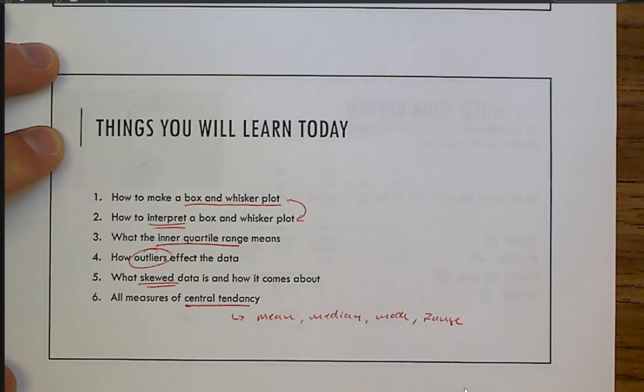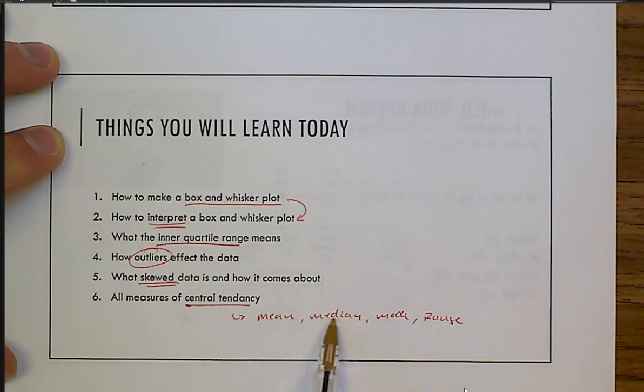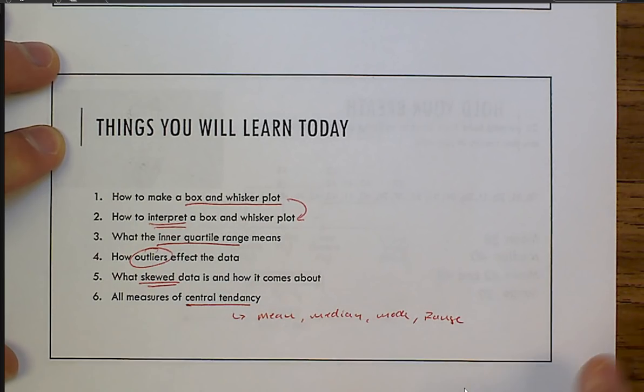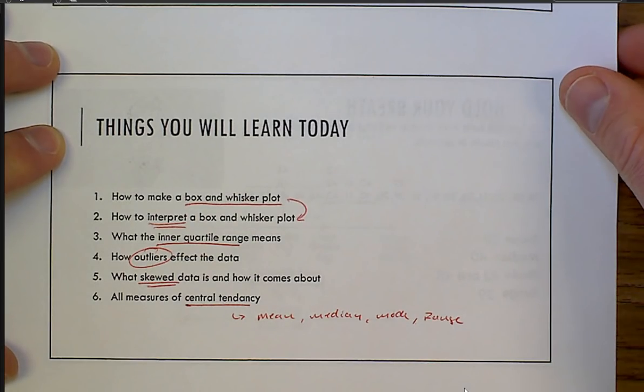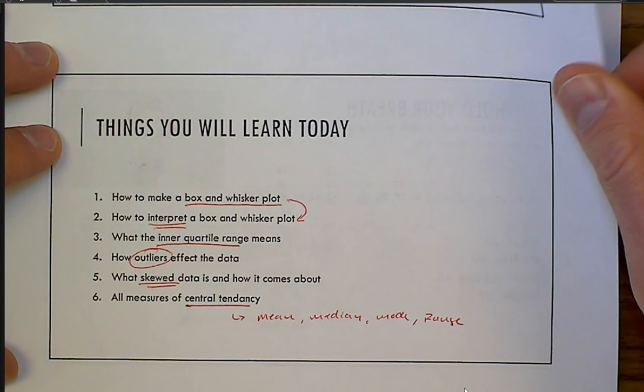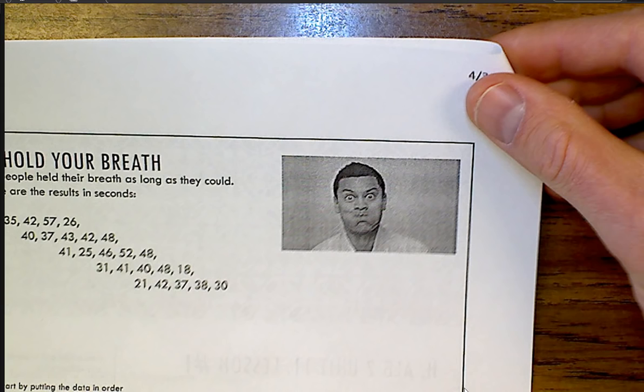Our main focus today is being able to generate mean, median, mode, and range correctly, and then turning it into a box and whisker plot, and then being able to interpret that box and whisker plot and how we can use some of that information or statistics to generate conclusions about data. Okay, so let's move to the first page of your notes.